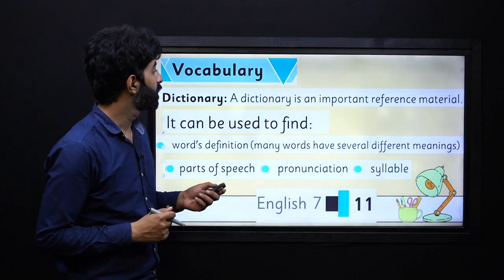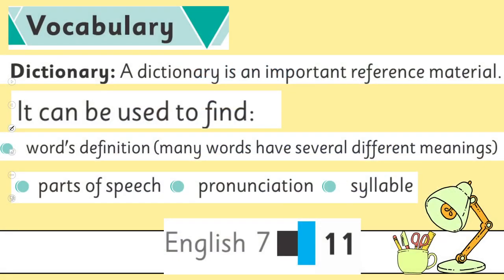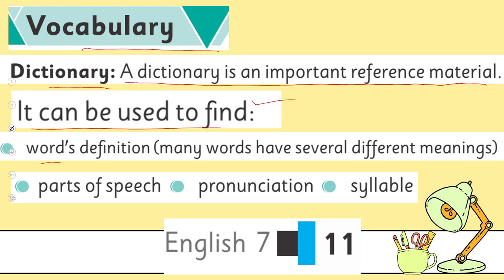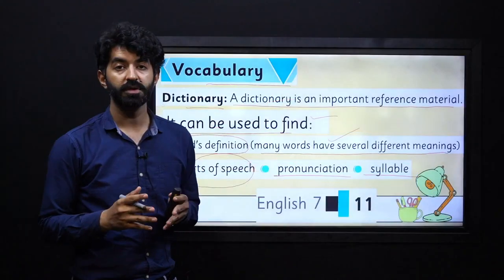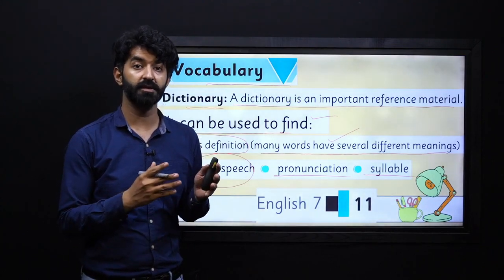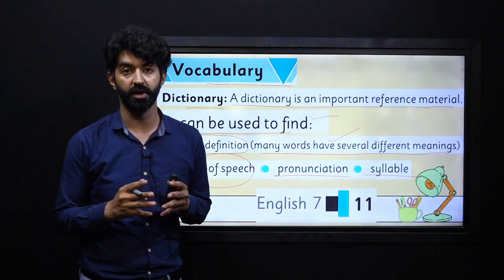Let's move on with our chunk from the book. This is from page 11 about vocabulary. So dictionary, let's read the definition. It's an important reference material. It can be used to find words definition. Many words have several different meanings. So that's why we look at the definition, or we also look at the parts of speech, pronunciation or syllable. So this is why dictionaries are used, and these are the things that can be found in a dictionary.